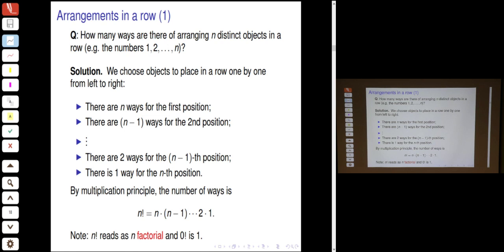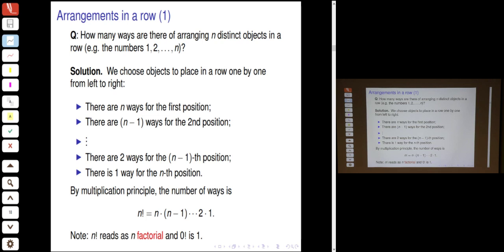We are going to see this number a lot. So we introduce a notation called factorial. This exclamation mark is a mathematical symbol. It's factorial. Okay, so it's called a factorial.